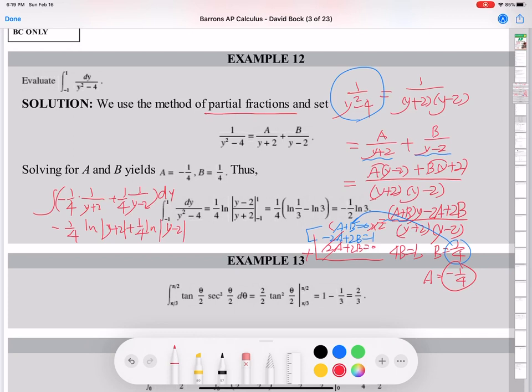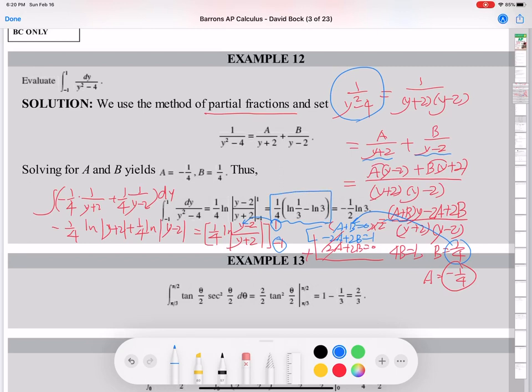So the 1 over 4 is kind of common. Take it out as a common factor: 1 over 4 times ln absolute value of y minus 2 minus ln absolute value of y plus 2, so ln of y minus 2 over y plus 2, by the property of log. And then plug in the top number 1 and minus plug in the bottom number. So you're going to plug in 1 for y. There will be 1/4 ln 1/3. And then negative 1 for y. So we're going to find this form.